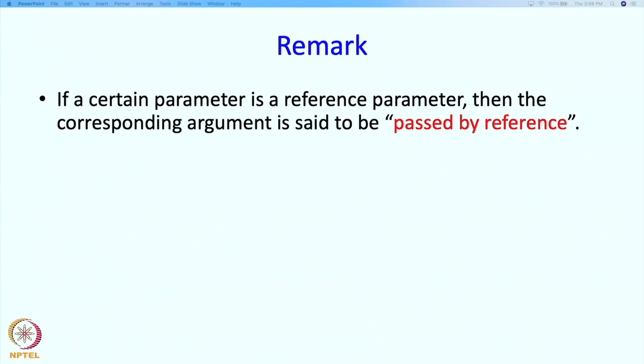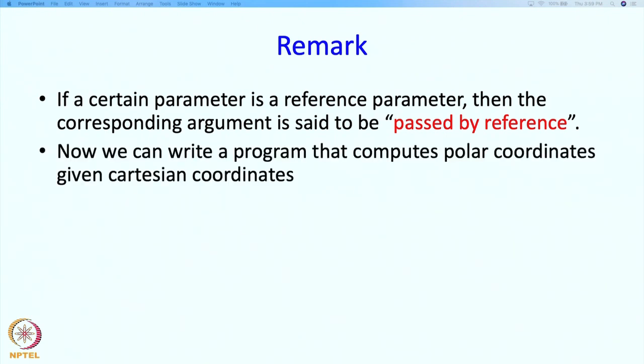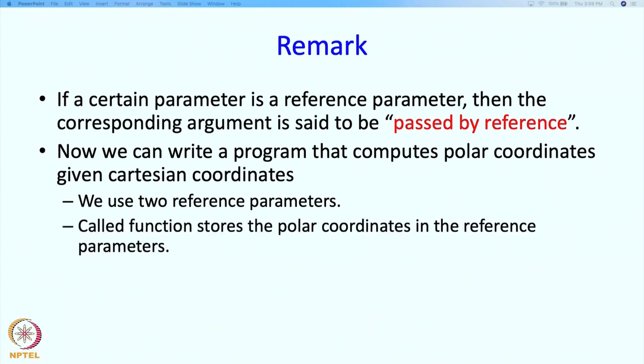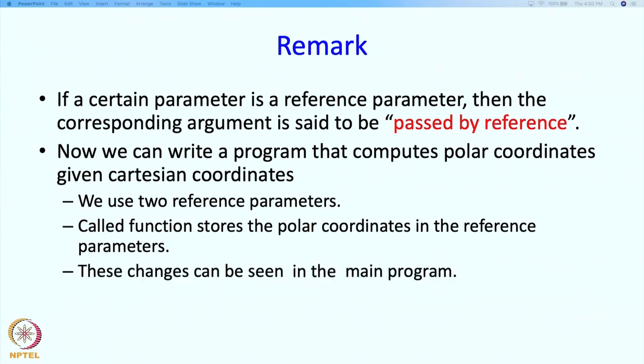If a certain parameter is a reference parameter, then the corresponding argument is said to be passed by reference. And now this reference parameter enables us to not only exchange values but also compute polar coordinates given Cartesian coordinates and somehow convey the values back to the calling program. Basically, we are going to use two reference parameters, and the called function will store the polar coordinates in the reference parameters. And these changes can be seen in the main program.